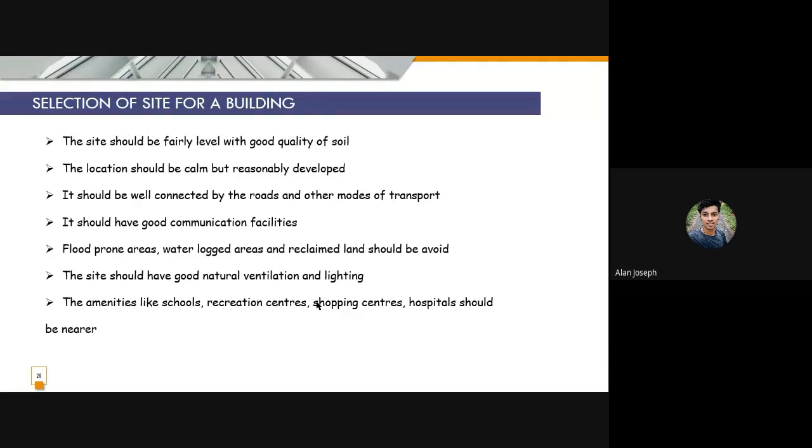So the good quality of soil. Okay. How does that affect our selection of a site? It should be a fair level with a good quality of soil. And next, in your own words, just tell me how this is going to affect the selection. Would you prefer constructing a building on a hillside or on a plain surface? On a plain surface. Okay. Then would you prefer to construct a building on soil which is of poor strength or of good strength? Good strength. Okay.